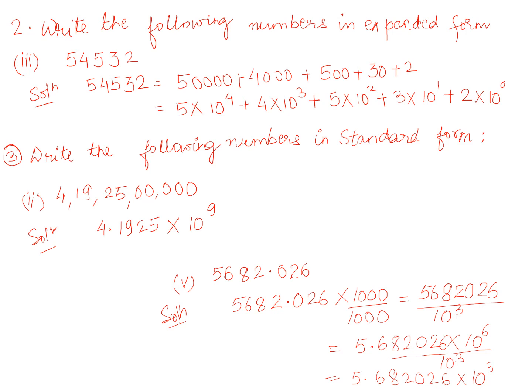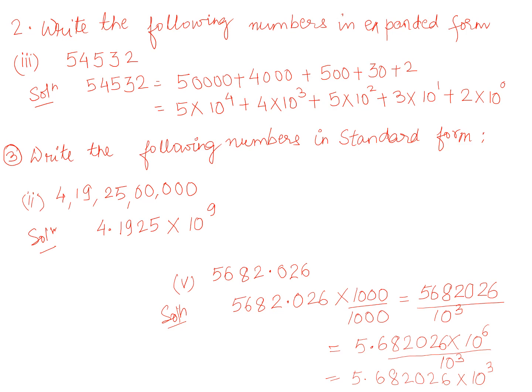So 4.1925. This much is clear? Then since 4 is written before the decimal, how many digits are left after 4? 1, 2, 3, 4, 5, 6, 7, 8, 9. So the answer is 4.1925 into 10 to the power 9. Question number 5 consists of decimals already. So how to do this? Please look here carefully.